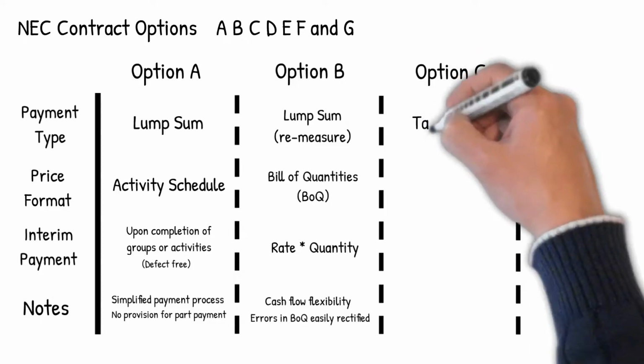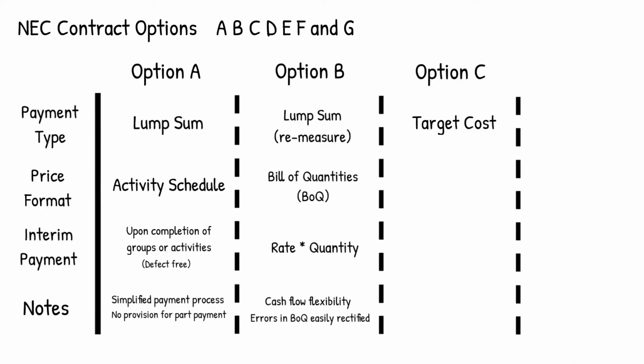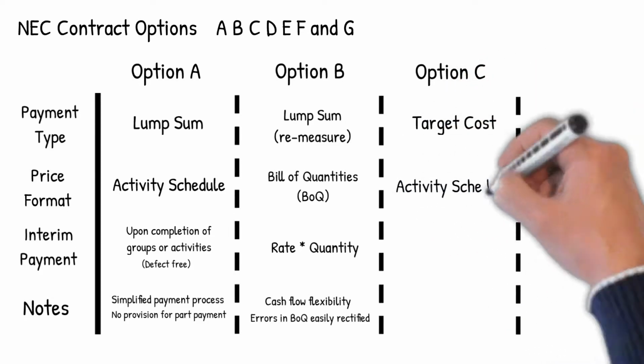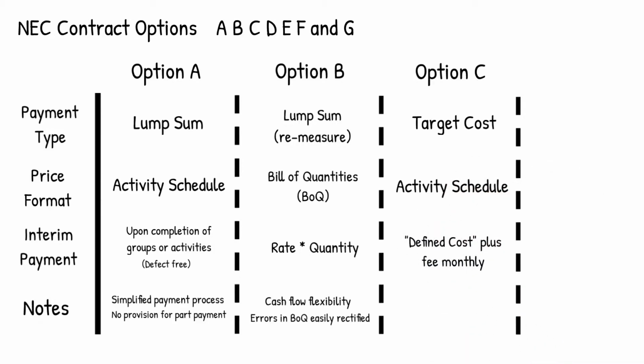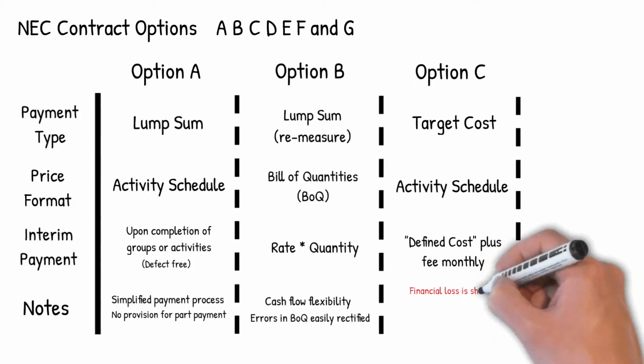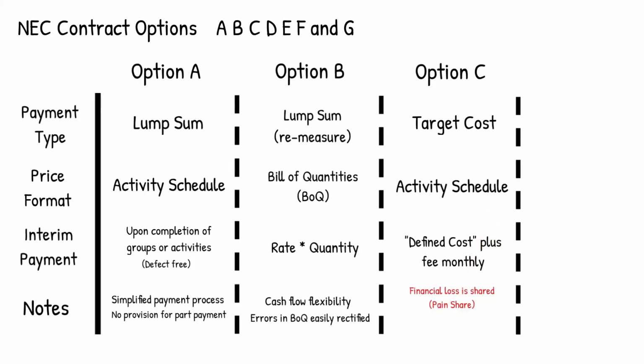Option C is a target cost contract, made up of a target cost which is linked to an activity schedule. The contractor is paid their defined cost plus fee on a monthly basis. Once the contract is finished, the total defined cost plus fee is compared to the final target cost. In some instances, the final defined cost may be higher than the target cost. The excess of cost is known as pain and will be shared by both contractor and client. This split is known as pain share.